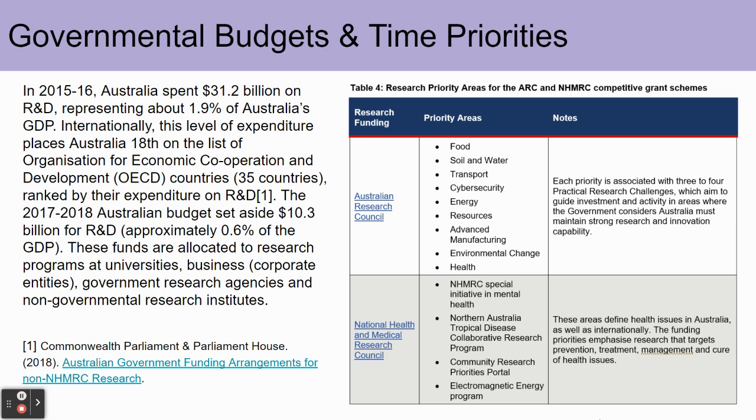And then in 2017 to 2018, it set aside $10 billion for research and development. So we see it did lower between those years. And these funds are allocated to research programs at universities or businesses, government agencies. And we see here the research priority areas. So the priority areas look at food, soil, water, transport, cybersecurity, energy.